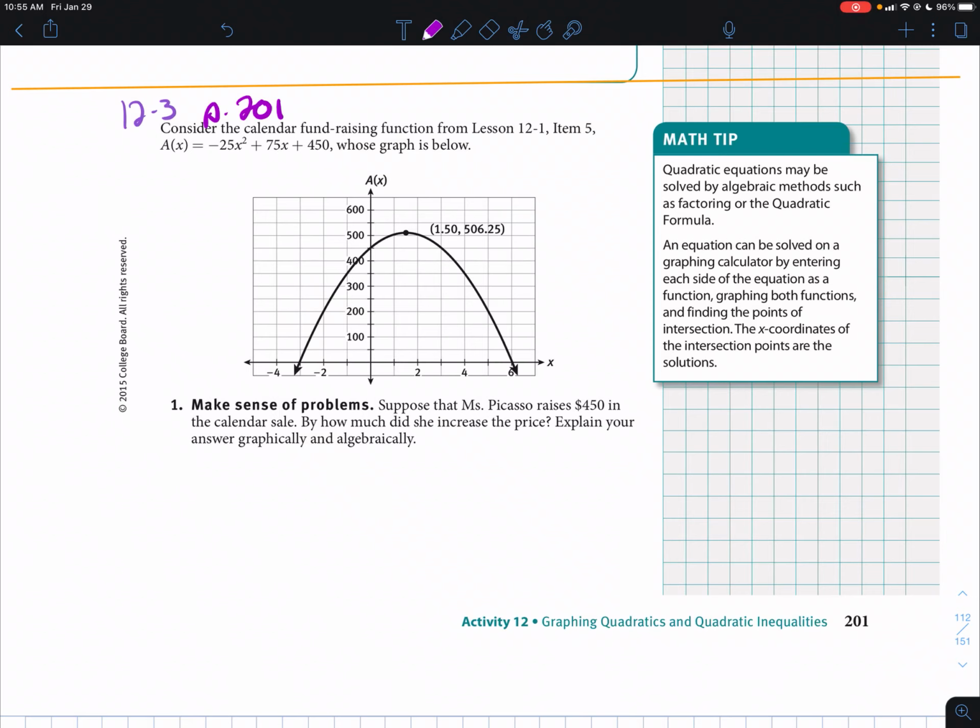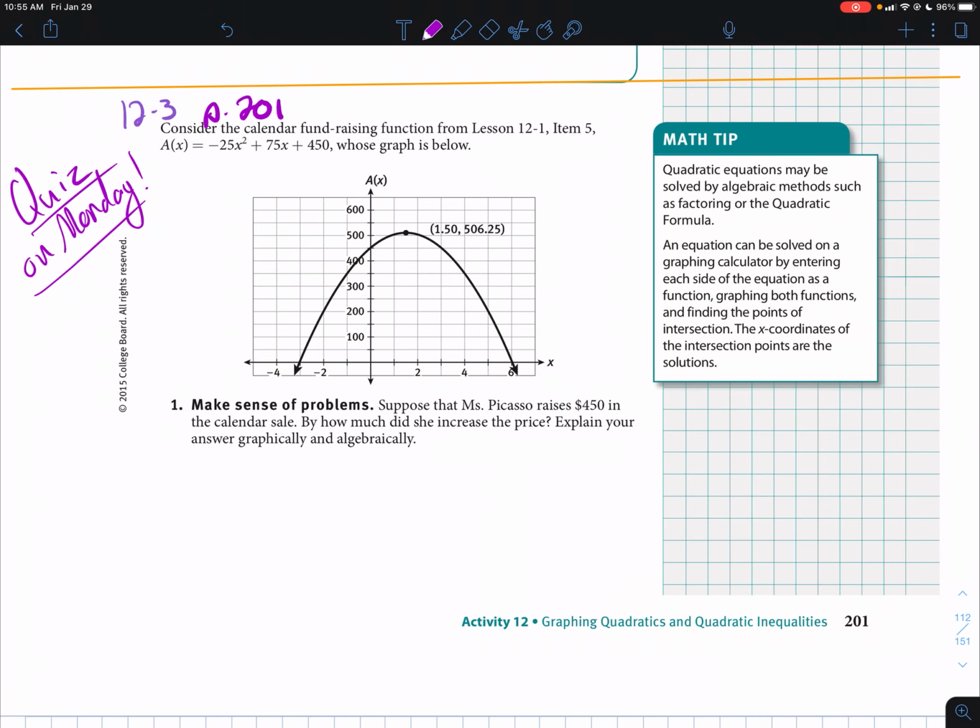Okay guys, we are in lesson 12-3. We're going to finish this up today. There will be a quiz on Monday, so make sure you have your notes and everything ready. You can use those to take your quiz.